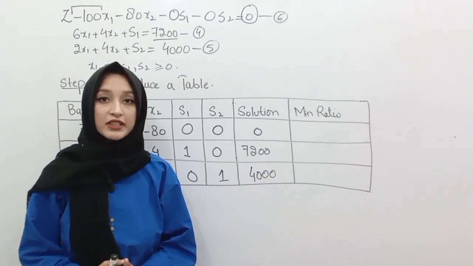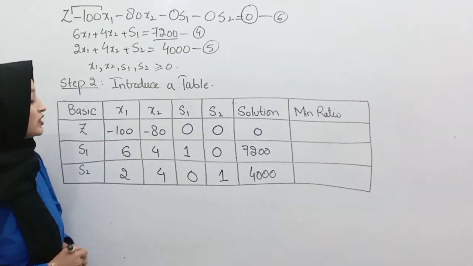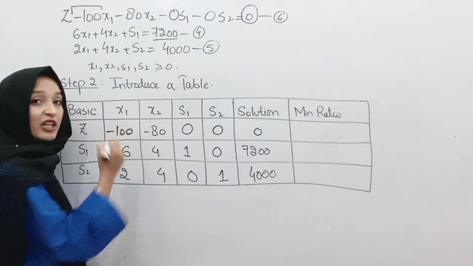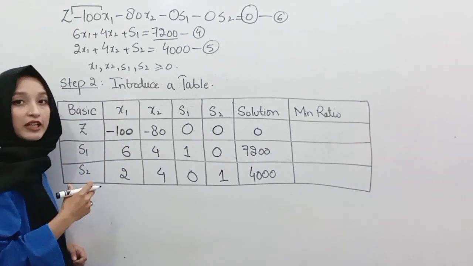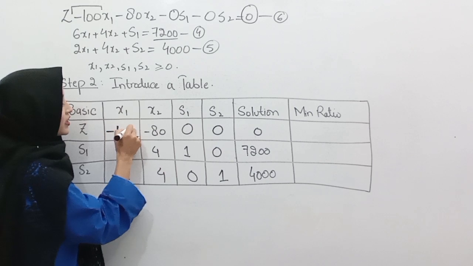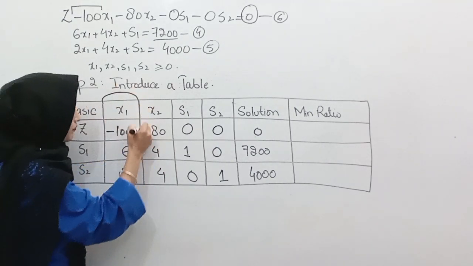Now we have to select the reference column. For that purpose, look for the minimum negative value of z, which is negative 100 here. Why the minimum negative value of z? Because we are dealing with the maximization case here. So as minus 100 is the minimum negative value here, we lock this column.